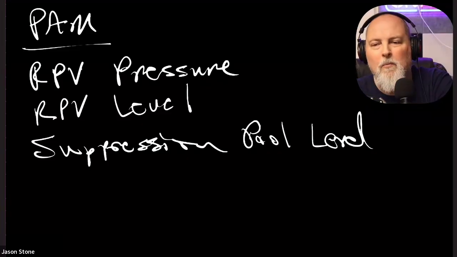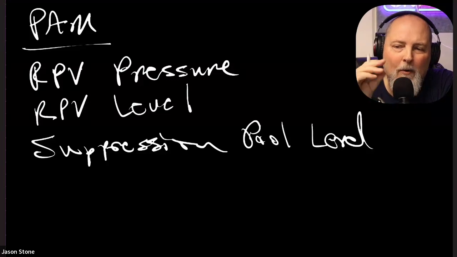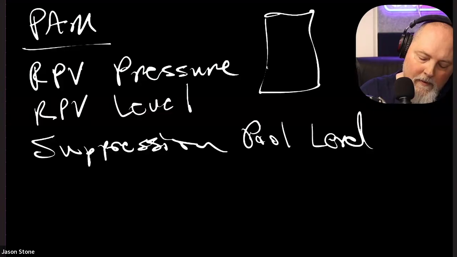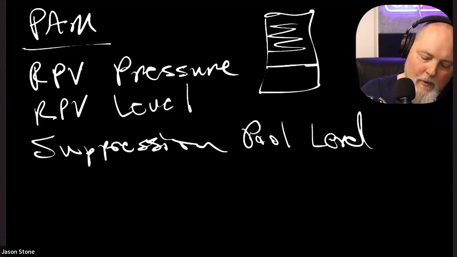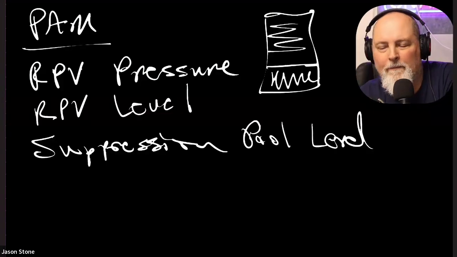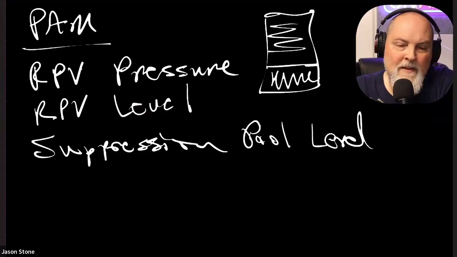So when I talked about primary containment, it's made up of two things. It's made up of a dry well, up here, this is the dry well, and then the wet well down here. And the wet well is a big pool of water, some 50,000 something gallons, I forget how much.